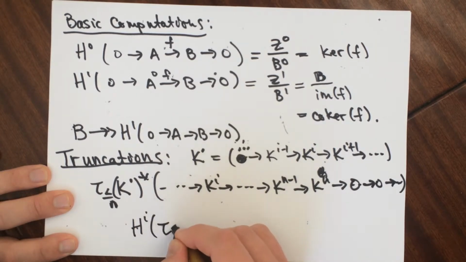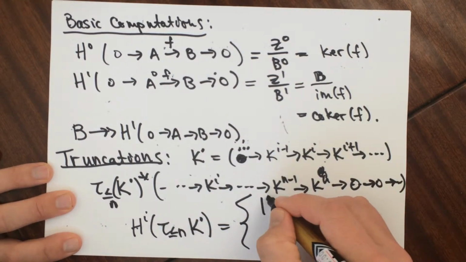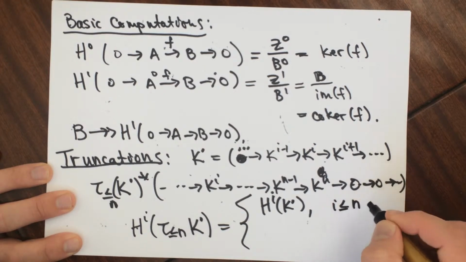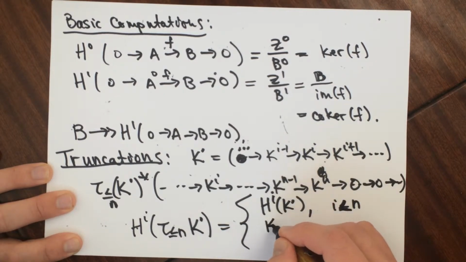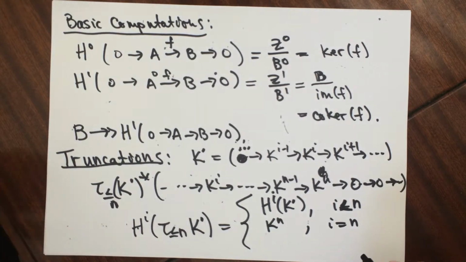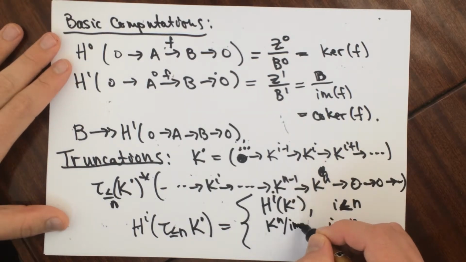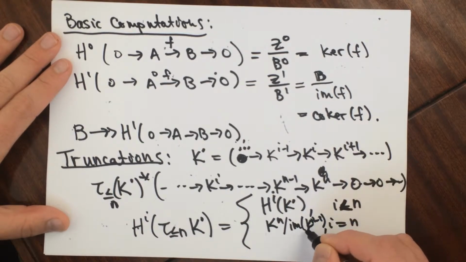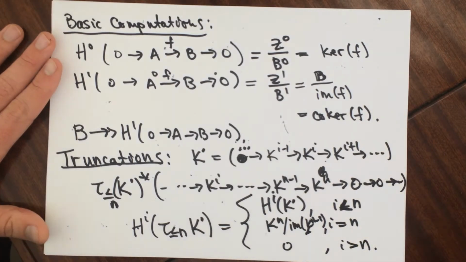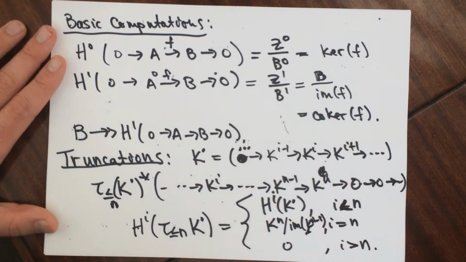And we can check that these truncations just do what we expect. So for tau less than or equal to n of K, the terms are the same if we don't go up to n, strictly less than n, and then for i equal to n it is K^n modulo the image of K^{n-1}, which is Z^n, and here it's 0 for i bigger than n. So it's almost the same, and then here we have a cokernel.